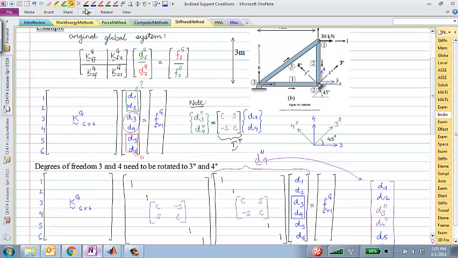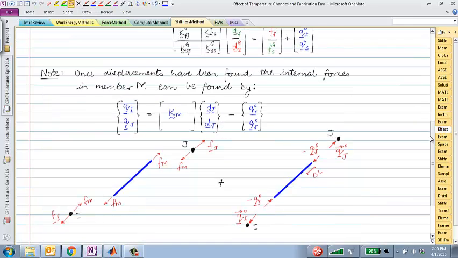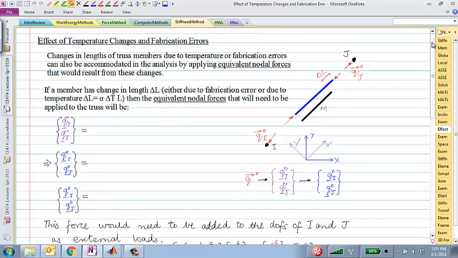Okay. Let's move on to this problem for effect of temperature and fabrication errors. So you remember back when we were talking about the virtual work method, we said that we can treat these effects as small initial changes of length. Okay, and again, I think I want to emphasize this point.